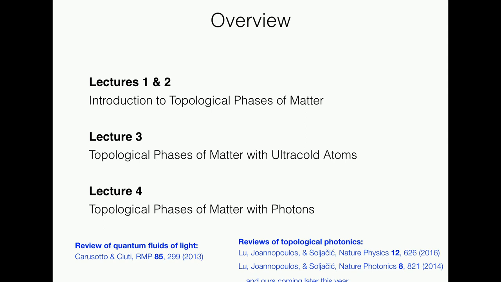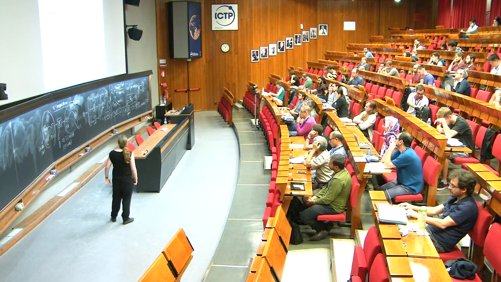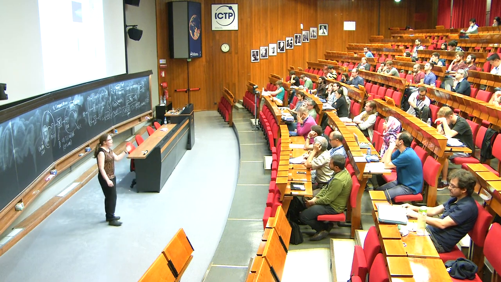Now I want to compare and contrast with photons. This is a field that is even younger, so it will be even more cutting edge. I don't think anything I'm talking about is older than 2009, and most of the experiments were 2013. That is also reflected in the fact that there are far fewer reviews. These are the main reviews that we have so far. We're actually writing a review at the moment that should come out at the end of the year, so keep your eyes open for that. It will be a long review going through all of the topological photonics that we have to date. So what about photons?